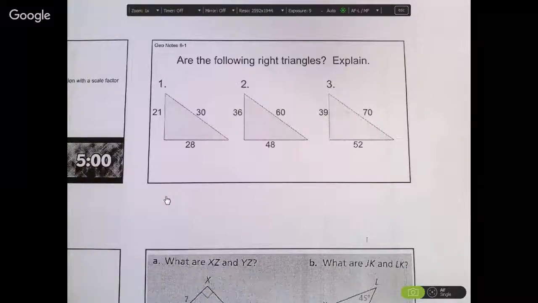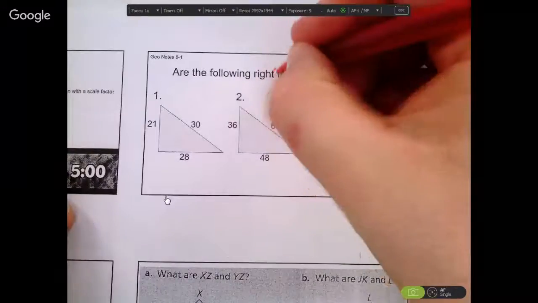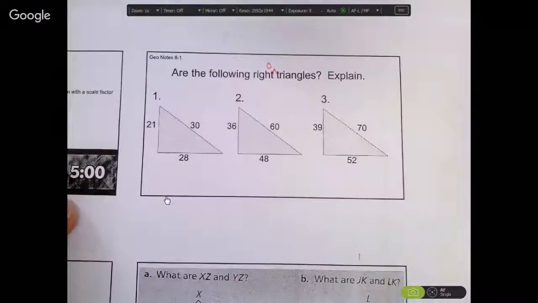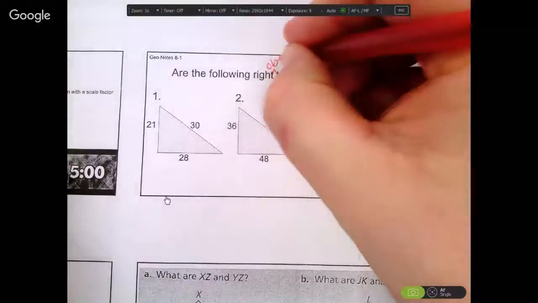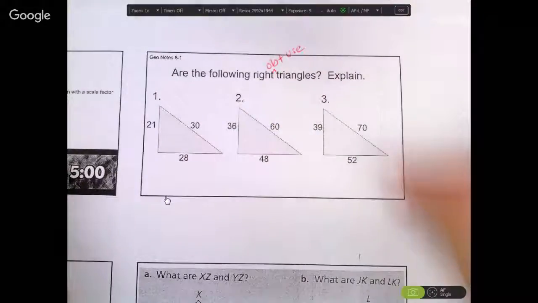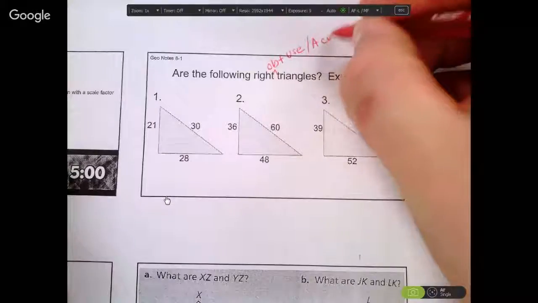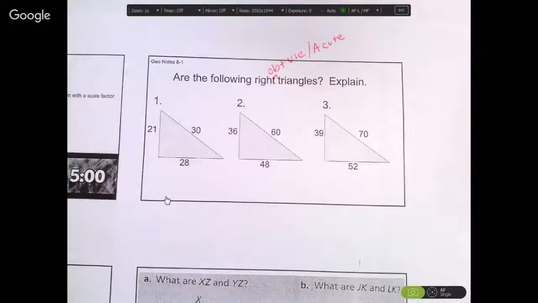Pay attention. Okay. So not only do we need to be able to tell whether it's right, but we also need to be able to, and let's add this in here. What other type of triangles are there? It's not right. It could be what? Non-right triangle. Right is talking about the angle. So tell me about triangles with angles. Acute. Obtuse. Is it obtuse? Is it acute? Is it right? Okay. So we have to be able to tell all of these things.